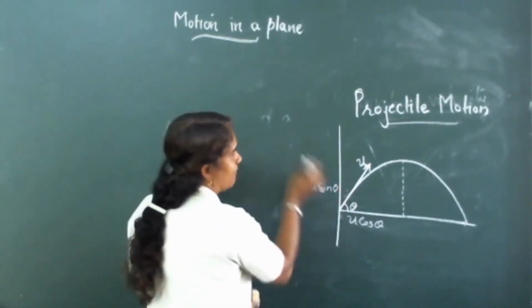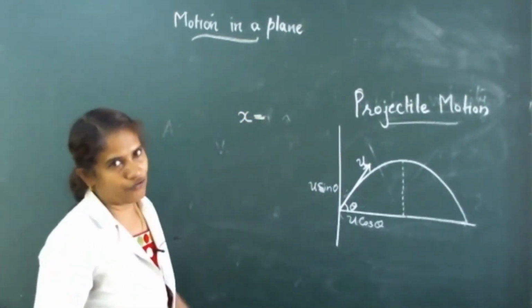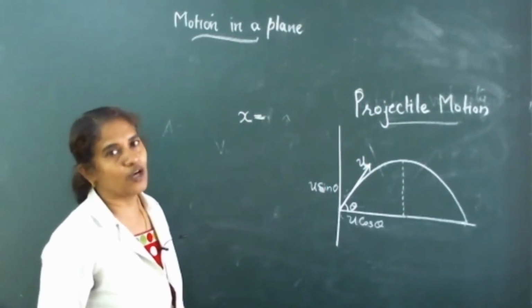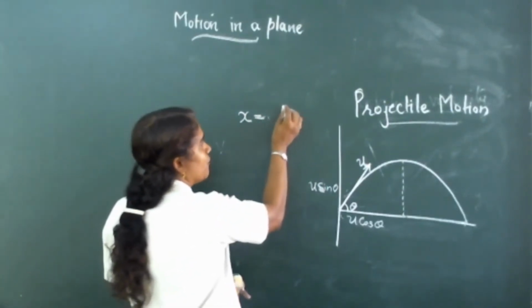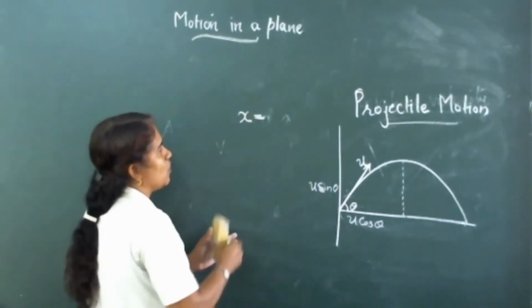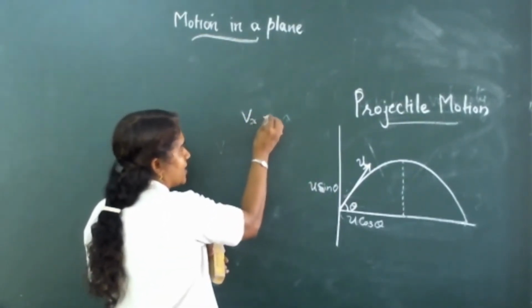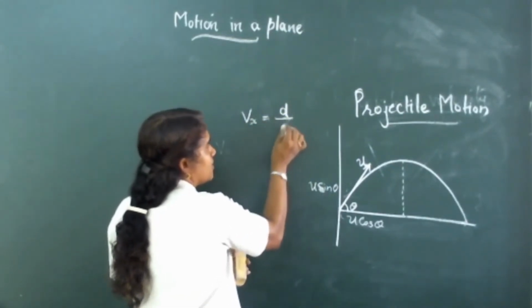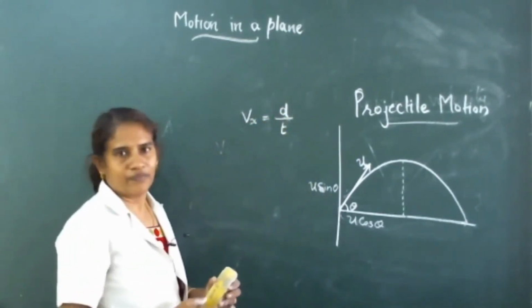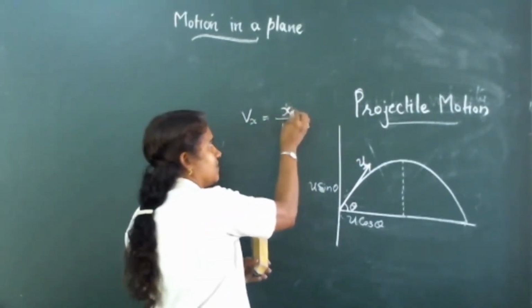Therefore, the distance travelled in x direction, the x coordinate of this particle x, since it is uniform motion, we can take velocity in x direction is equal to distance by time. Velocity in x direction is equal to distance by time. Since distance is in x direction, let us take it as x.